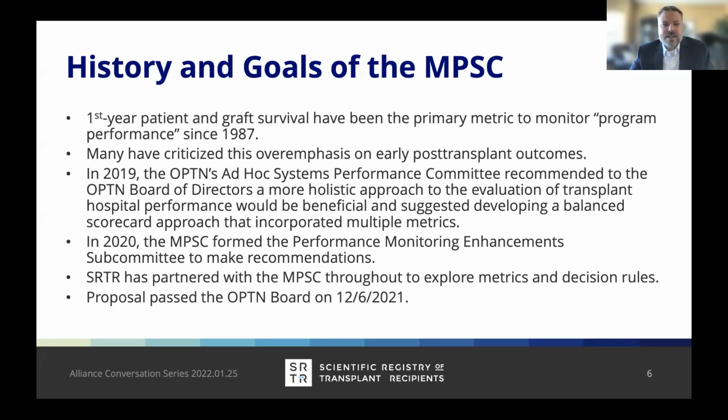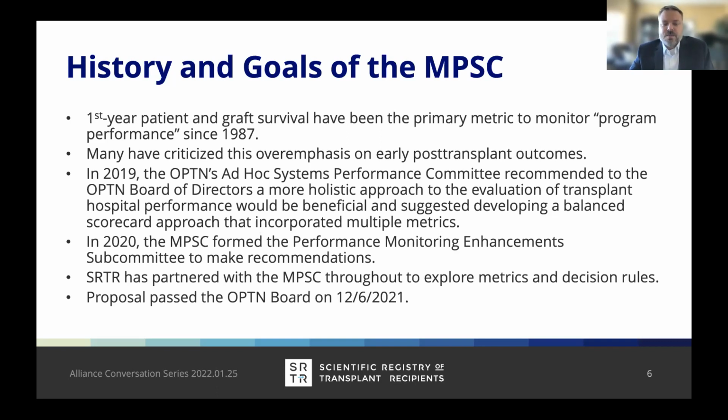That has been the standard metric, but many have criticized this overemphasis on early post-transplant outcomes as, quote unquote, the wrong metric, that we should move beyond that. In 2019, OPTN, in response to those criticisms, formed what they referred to as their ad hoc systems performance committee. And that committee took a broad approach to thinking about system metrics or institutional metrics. Some might call that individual member metrics, whether that's an OPO or a transplant program. They sort of took a step back and took a holistic approach to looking at this.